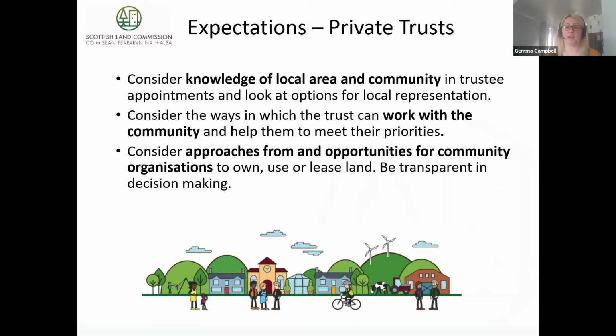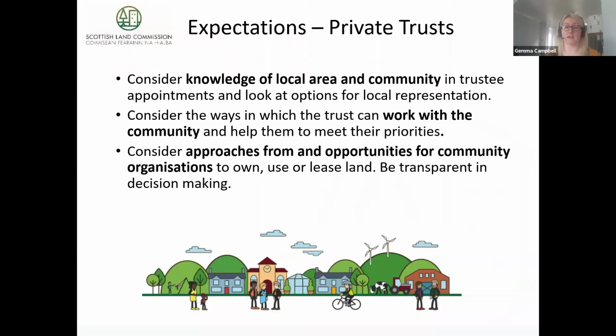And we recommend that you consider the ways in which the trust can work with the community and help to meet their priorities. We know that it might not always be possible to have a local person on the board as a trustee. It could be that the trust owns land in several different locations, and that would make that impractical. But there are other ways, such as having a working group or a forum where you can seek the views of the community and involve them in what you're doing.